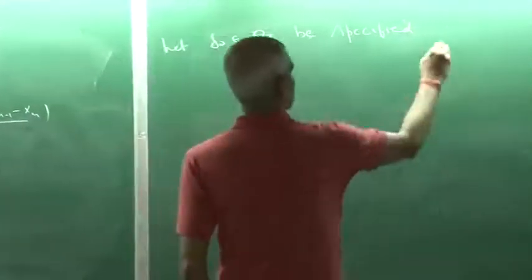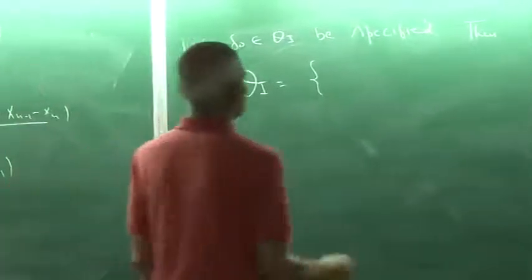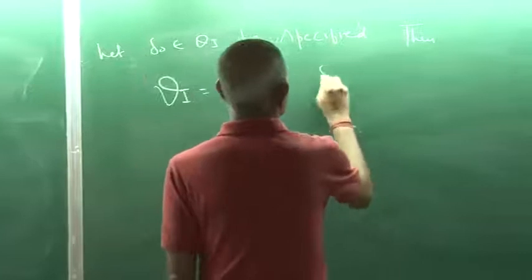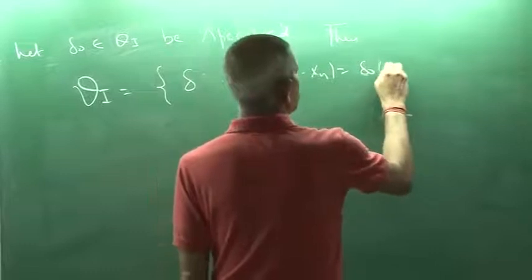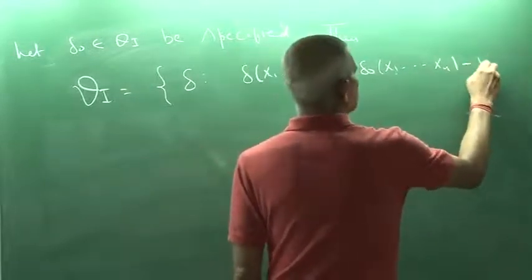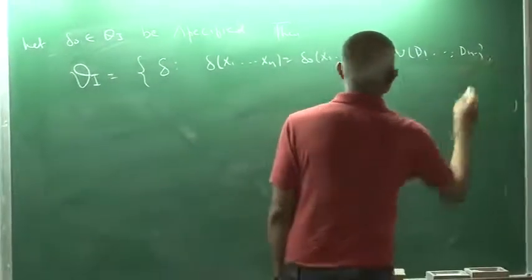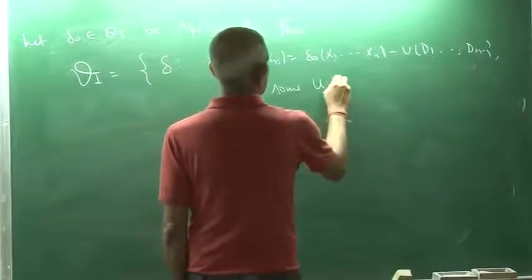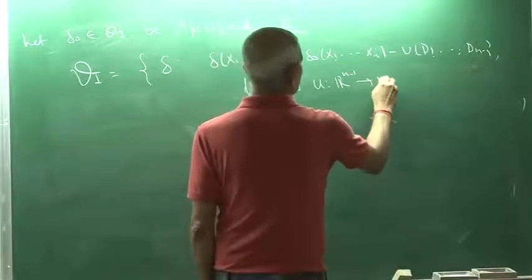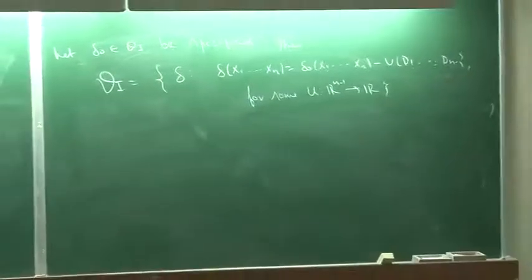Then D_I is nothing but the collection of all those delta such that delta of x1, x2, ..., xn is equal to delta naught of x1, x2, ..., xn minus u of d1, d2, ..., d(n-1), for some u mapping R^(n-1) to R. So, I have defined the class of all invariant rules.